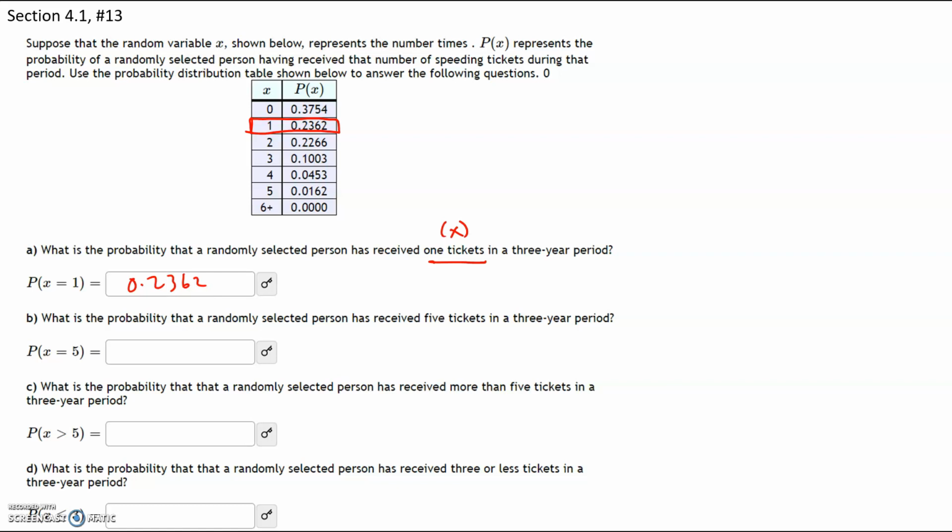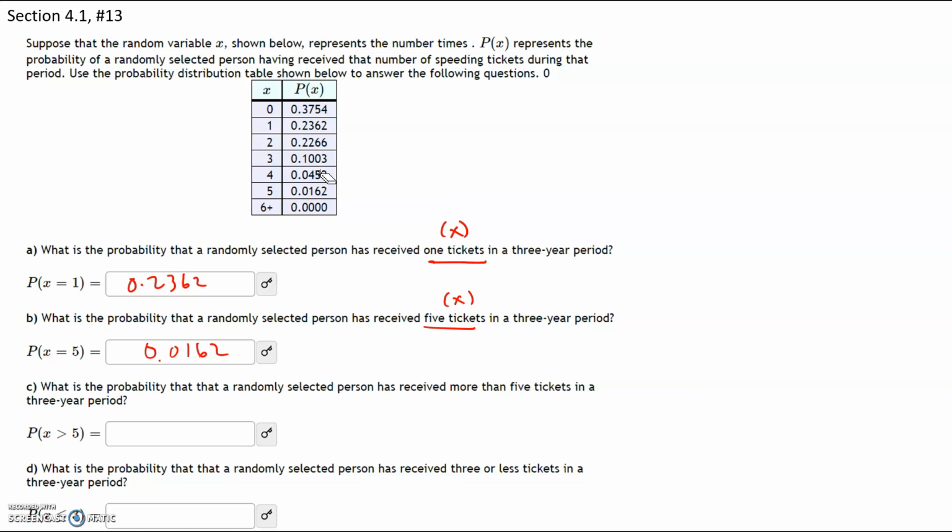Part B says, what is the probability that a randomly selected person has received 5 tickets in a 3-year period? Okay, so 5 tickets, that's going to be a value of x equals 5. And that probability is going to be 0.0162.